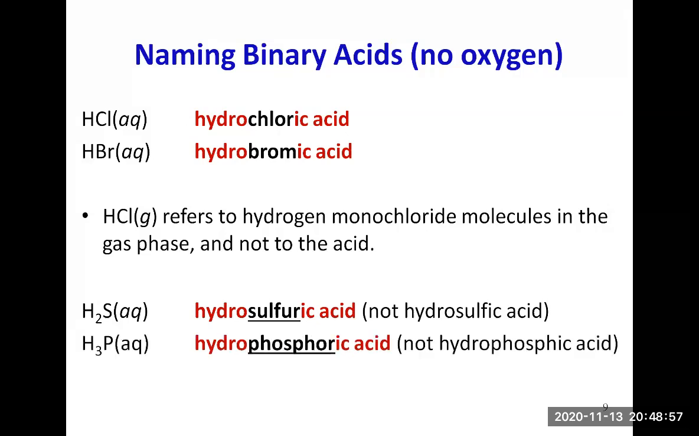H3P is hydrophosphoric acid and not hydrophosphic acid. Notice how, again, here the root is a bit longer. It's phosphor and not just phos. Then with the ending -ic and the prefix hydro. So hydrophosphoric acid is H3P aqueous.